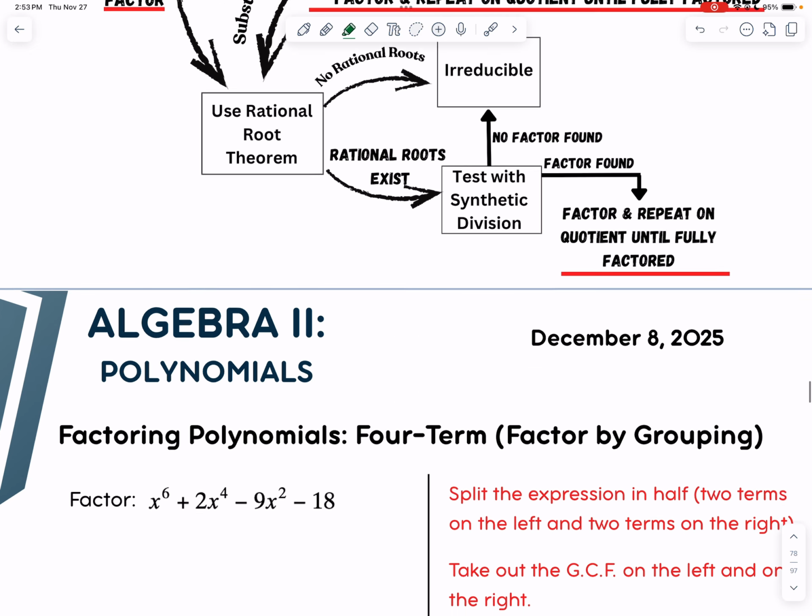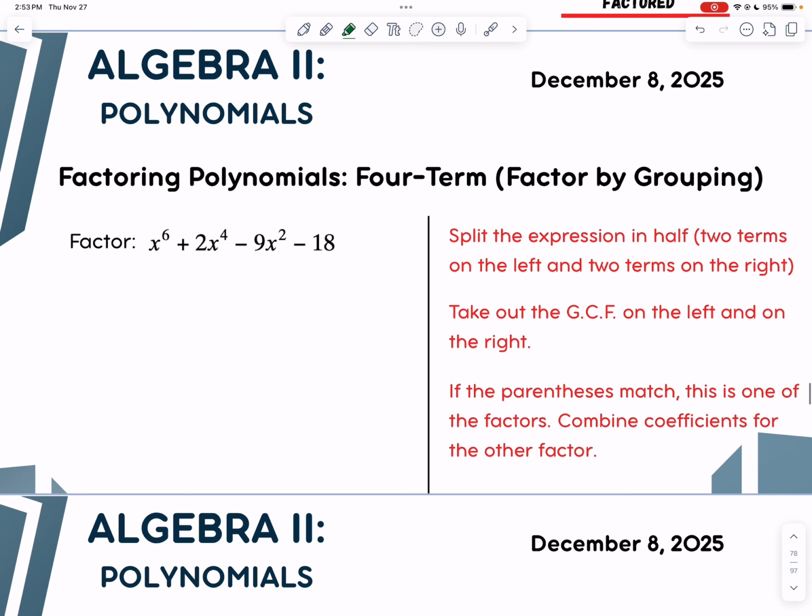So let's go ahead and jump into a question like this. So in this question, there are, as you can see, 1, 2, 3, 4 terms, which tells us that you want to consider factor by grouping. All right, so as we look at our expression, notice it is in standard form and there is no GCF to be taken out. So that means we can jump right in. All right, so the first thing we want to do is split our terms in half, 2 terms on the left, 2 terms on the right.